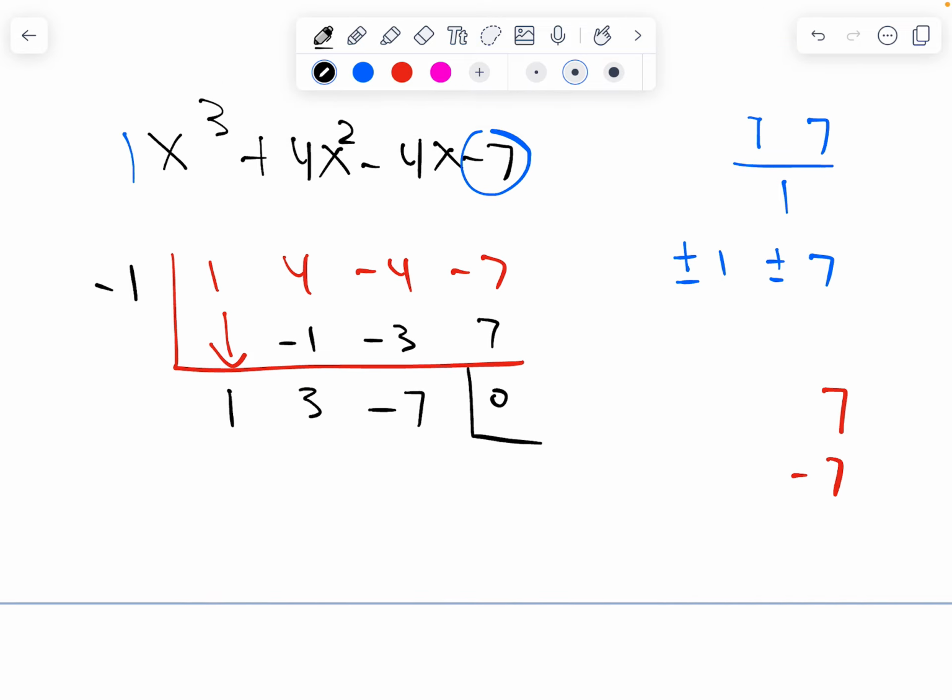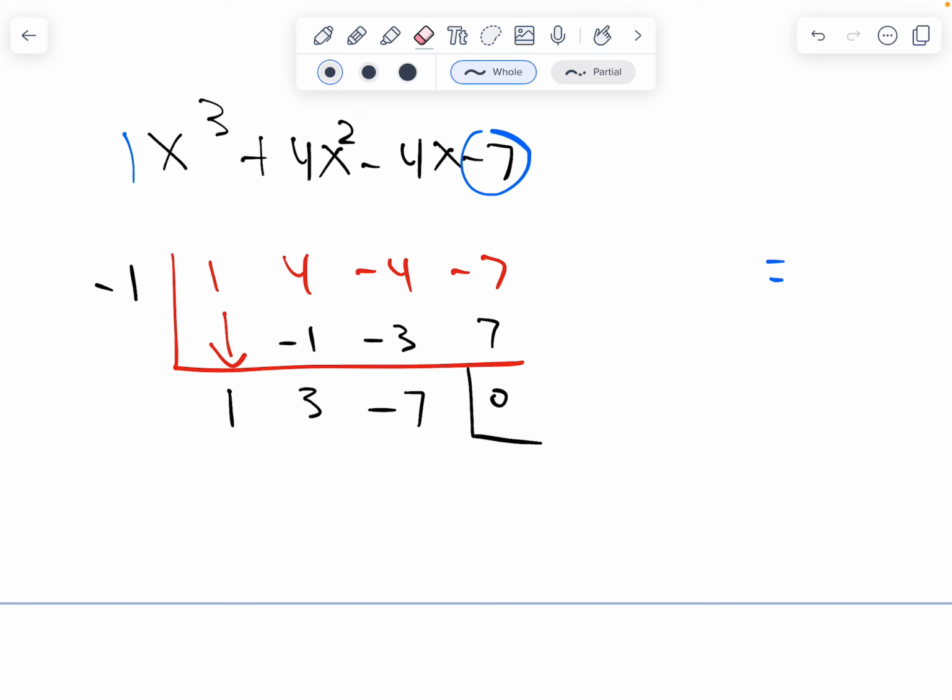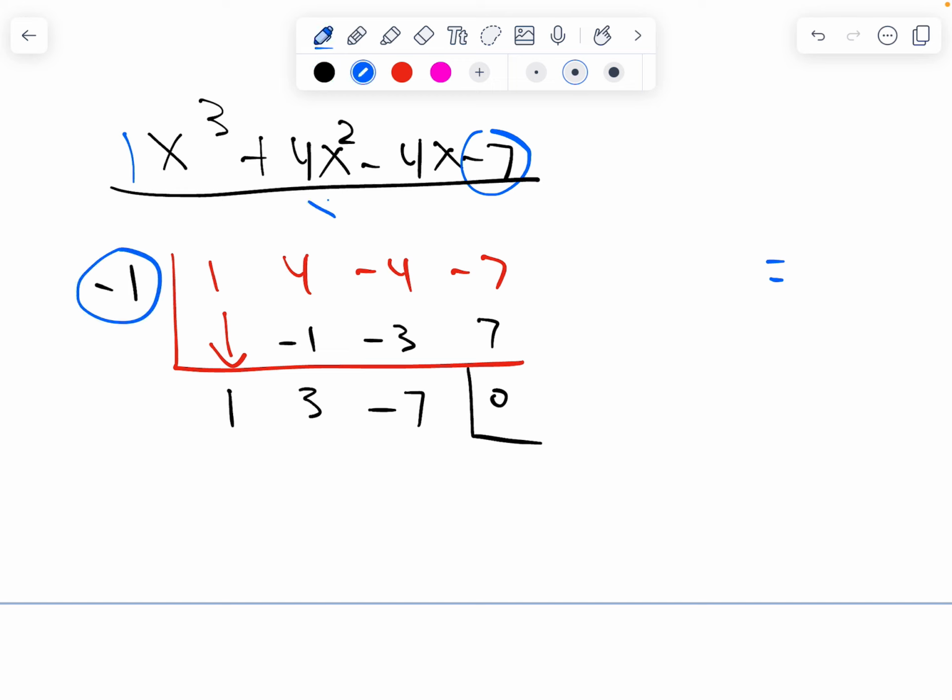Now again, what does that even mean? Let me clear off some space, and let's just explore what that means. What did we even do with our long division? What's even the purpose of life? I don't know. Let's think about this. We just divided it. That -1 means that x plus 1 is a factor. If we divide that by the factor x plus 1, we get this polynomial, x squared plus 3x minus 7.